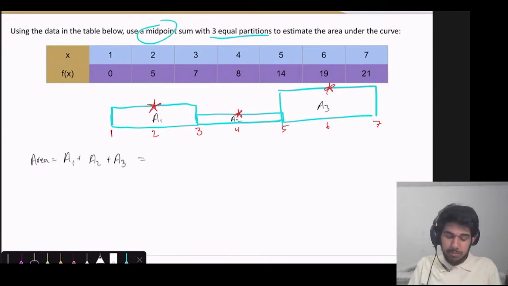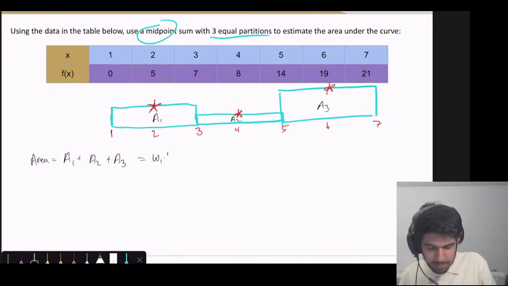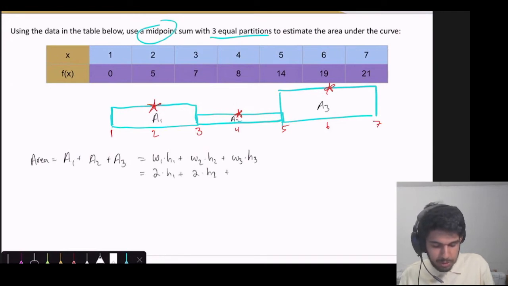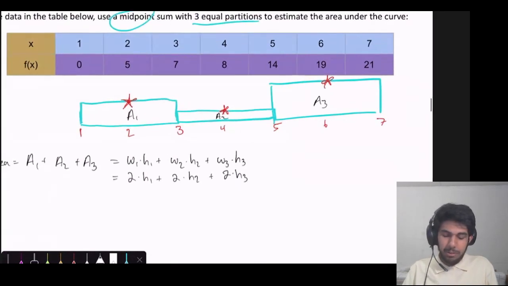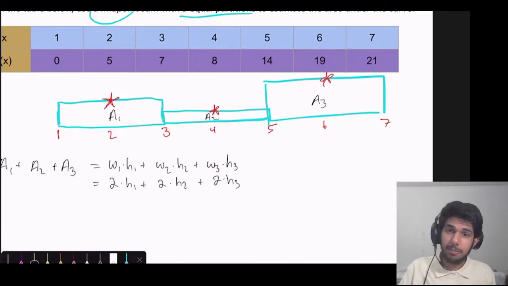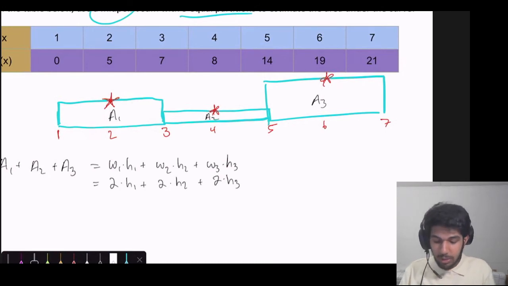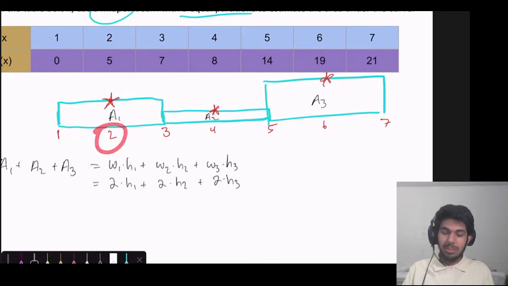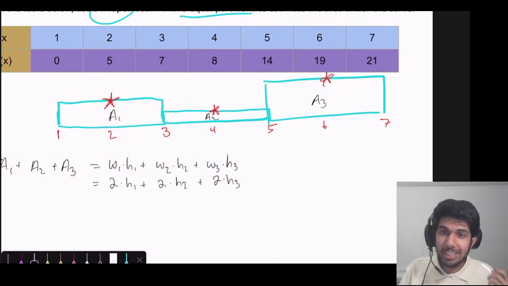So we're using rectangles, so that would be width 1 times h1 plus width 2 times h2 plus width 3 times h3. All 3 of these have the same width, so that would be 2 times h1 plus 2 times h2 plus 2 times h3. So now we need to figure out what the heights are. We said the height will be determined by where the rectangle touches the function. And that's where the midpoint touches the function. So whatever f of 2 is, that is the height of the rectangle.